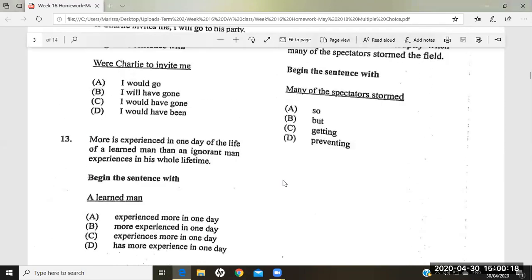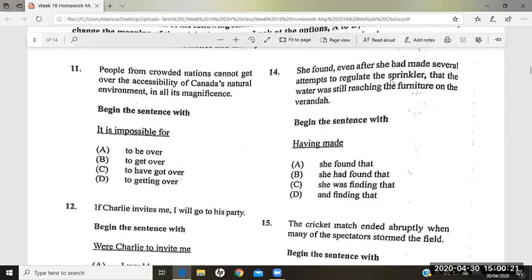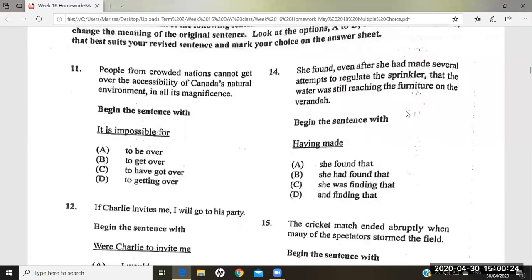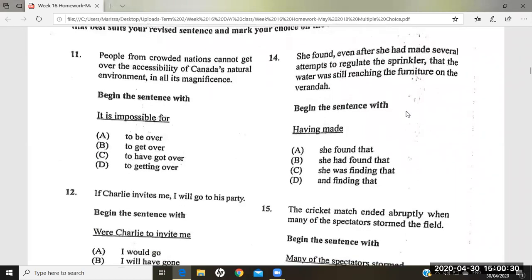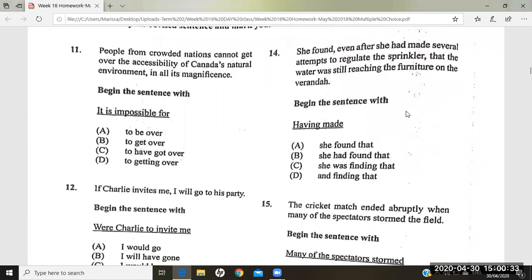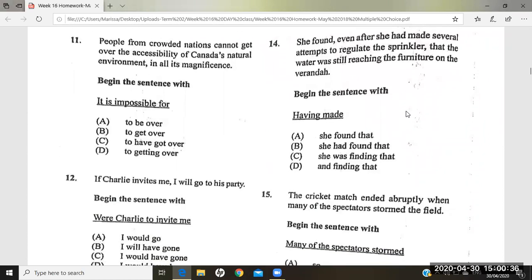Very good. Number 14, Bala. She found even after she had made several attempts to regulate the sprinkler, that the water was still reaching the furniture on the veranda. Begin the sentence with having made. Bala, what do you have for this? Having made what? The answer is A. So having made several attempts to regulate the sprinkler, she found that the water was still reaching the furniture on the veranda.